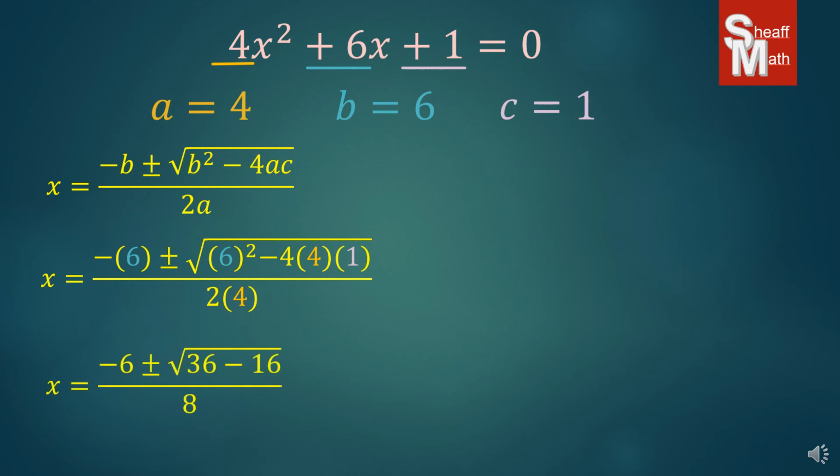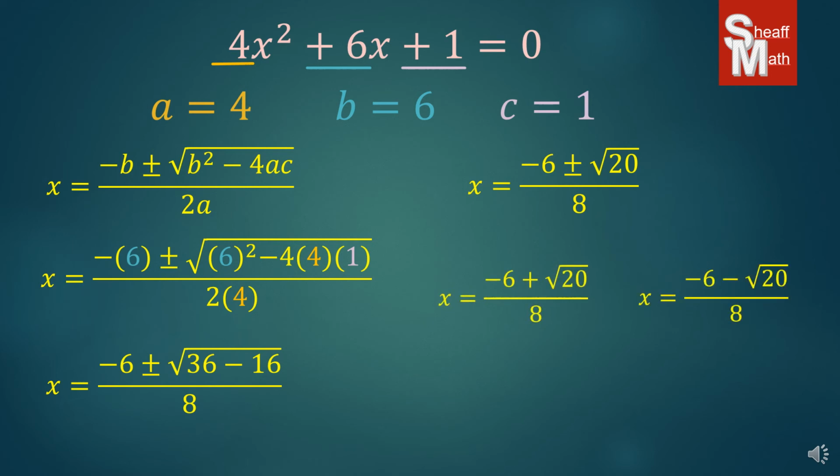And so underneath the square root, I get 36 minus 16. So I need to keep going. And we get -6 plus or minus the square root of 20 divided by 8. Now, the square root of 20 is not a perfect square. So we're going to stop for a second. And what we're going to do now is we're going to separate the equations at this point. There's nothing more you could do by hand to simplify it. So we're going to separate them into -6 plus square root 20 divided by 8 and -6 minus square root 20 divided by 8.